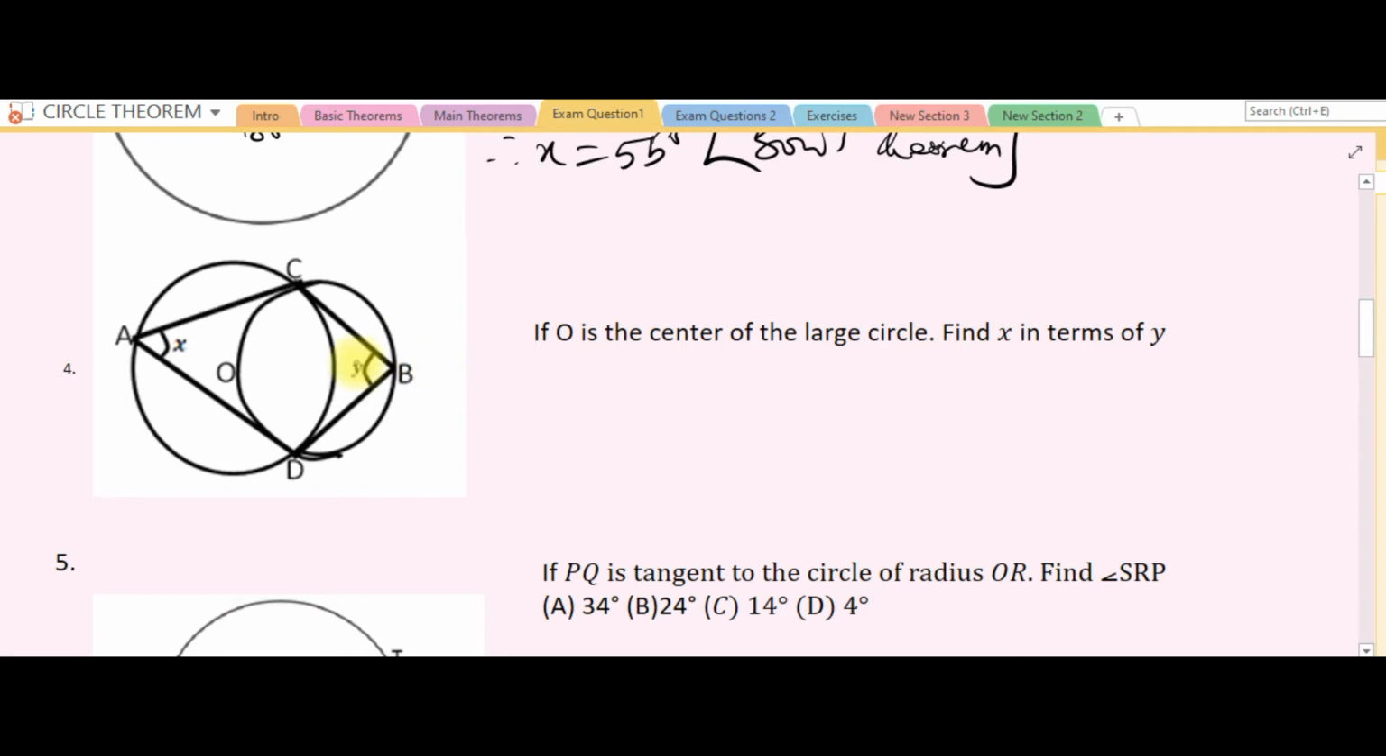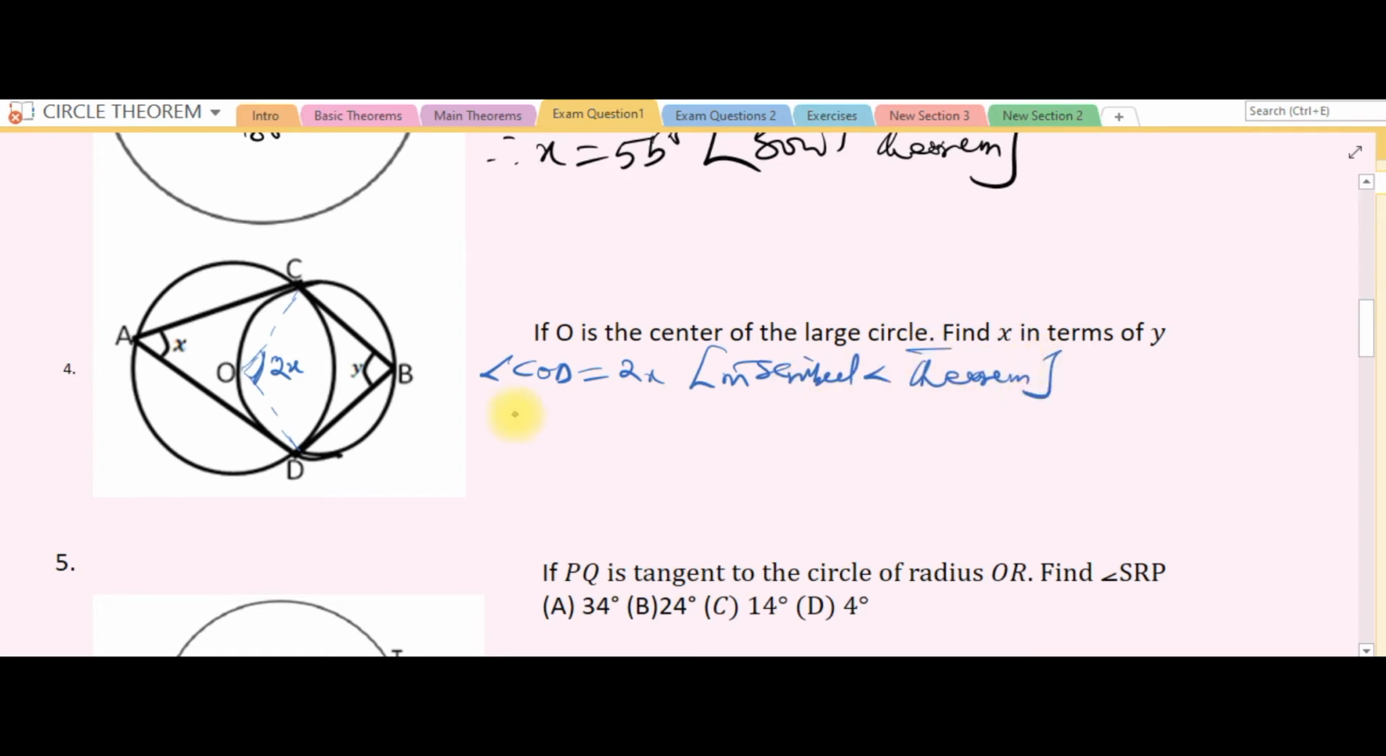The next question, we are given two circles that intersect like this. We are asked to find x in terms of y, making x the subject of the formula. They told us that O is the center of the large circle. So let's add an auxiliary line. What do you notice? We form a central angle, so here is 2x by the inscribed angle theorem. Angle COD is 2x by the inscribed angle theorem.